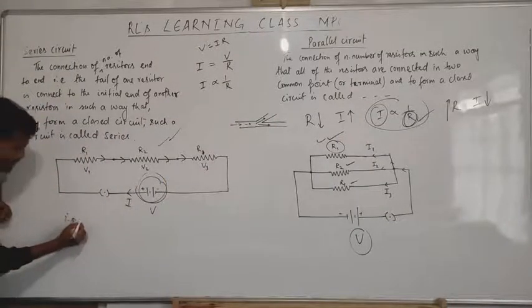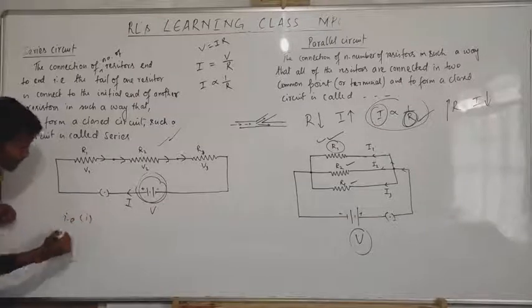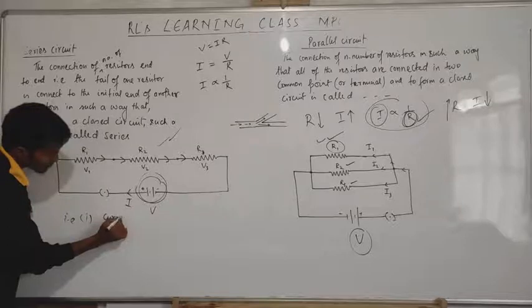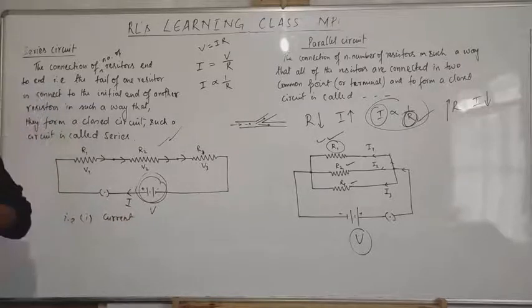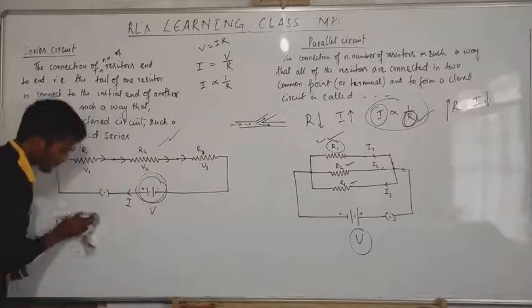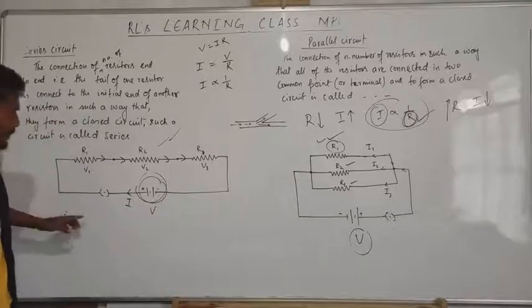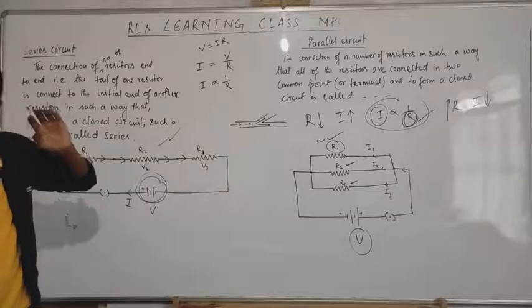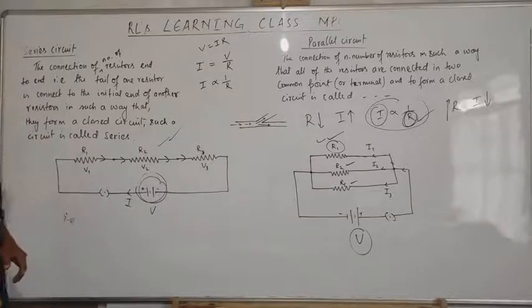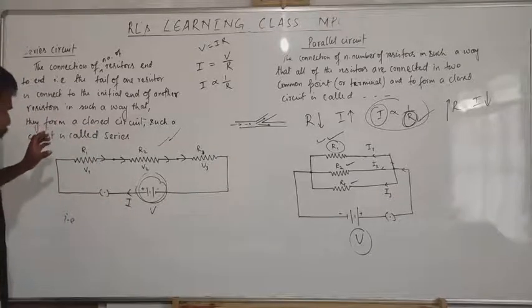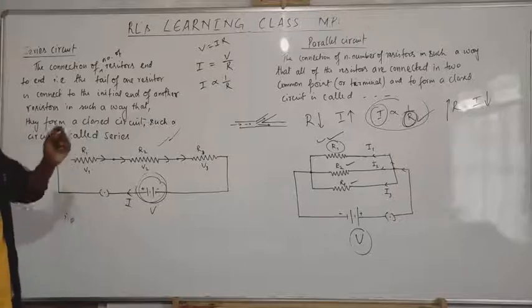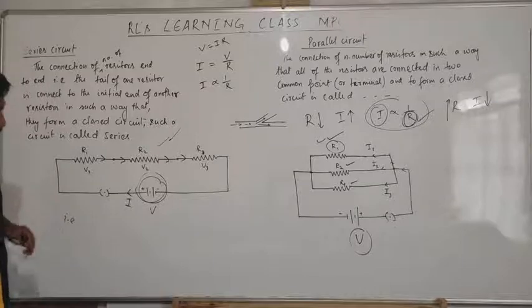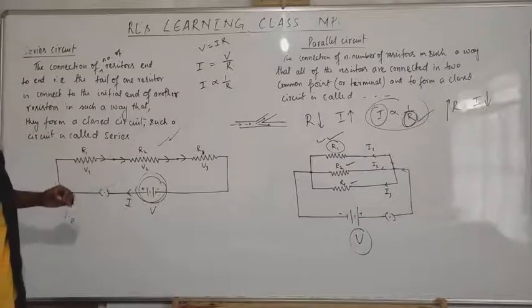Then you can write here. Point number 1: the current flowing in each resistor is the same. Then point number 2, the voltage is dropped in each resistor. Then point number 3, the total resistance is very large.